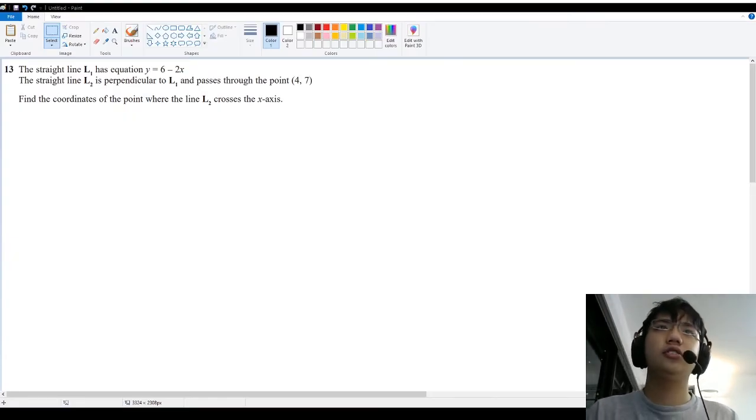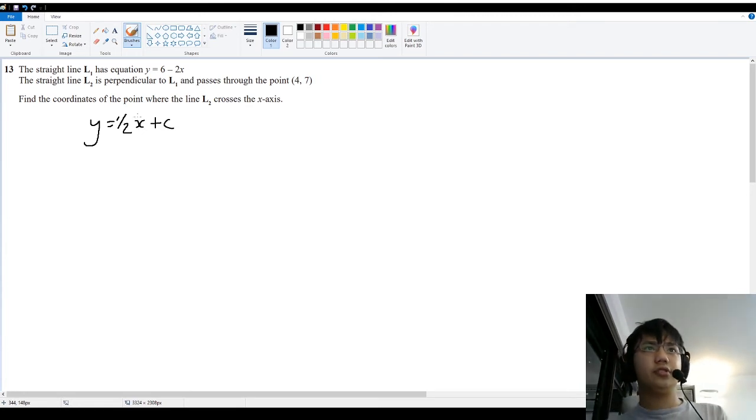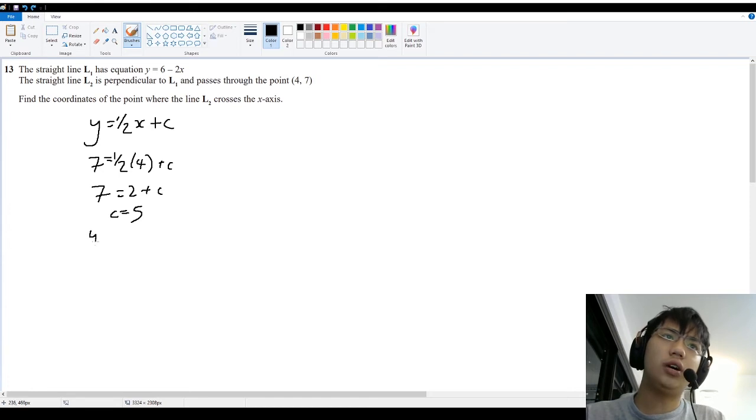So if L2 is perpendicular, the gradient will be 1/2, so y equals 1/2 x plus c. Since the gradient of straight line L1 is -2, the perpendicular line will have a gradient of 1/2. So we substitute in the point (4, 7): 7 equals 1/2 times 4 plus c, so 7 equals 2 plus c. c equals 5. So y equals 1/2 x plus 5.